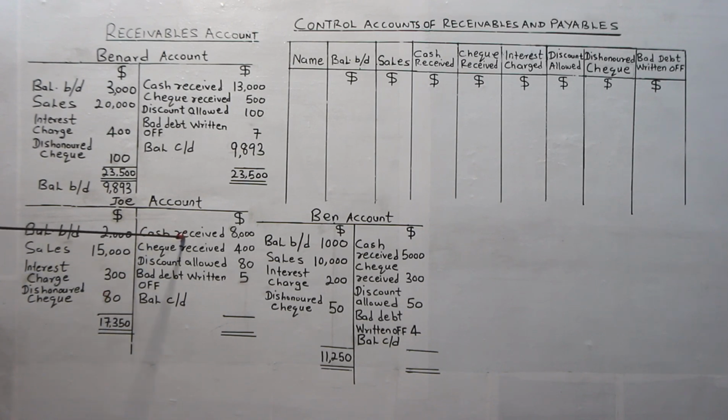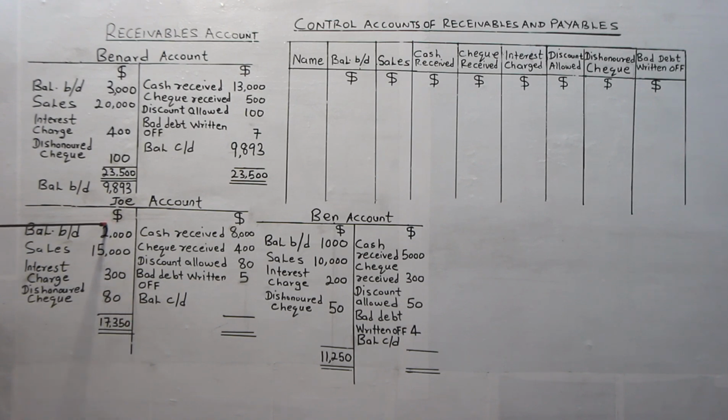Then we have cash received from Joe, 8,000 credited, check received 400 credited, discount allowed to Joe, $80 credited, and bad debt written off of $5 credited to Joe's account. These transactions reduce what Joe is owing. The interest charge on Joe's account is 300, while dishonored check is 80.